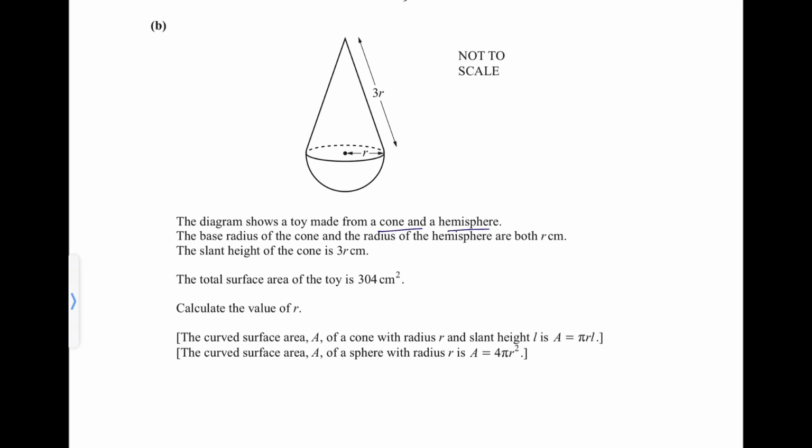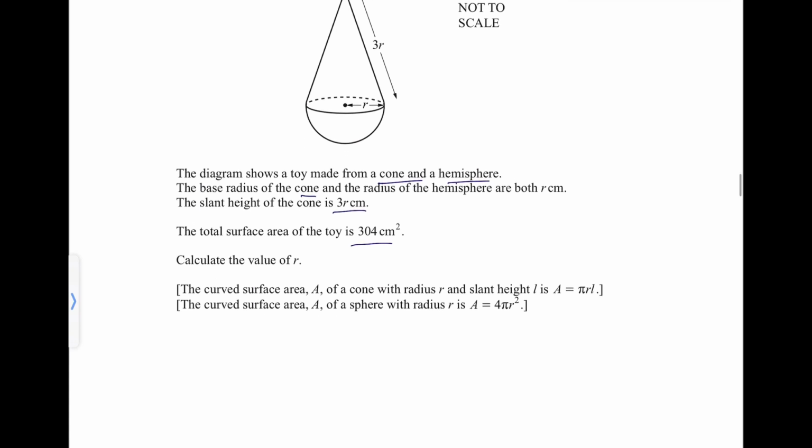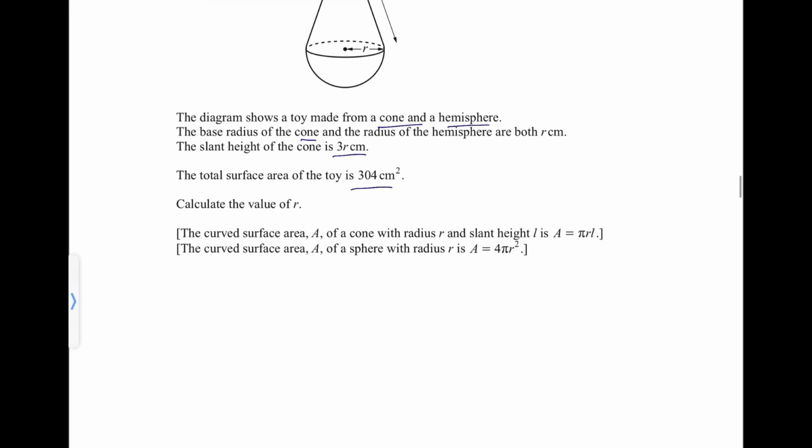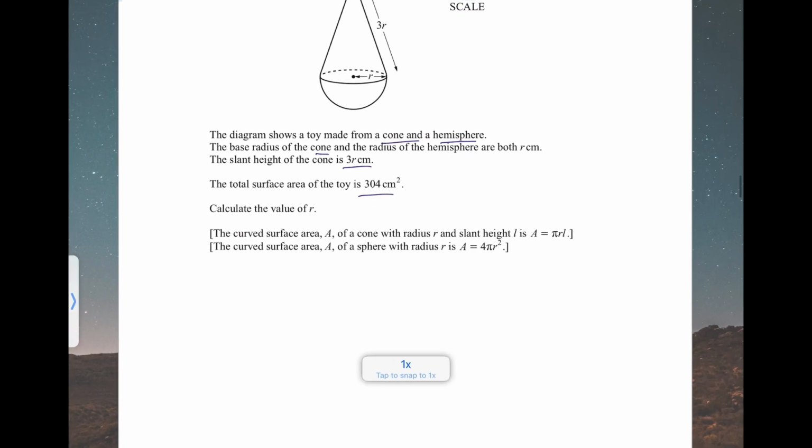Then up next, we have a diagram that shows a toy which is made from a cone and a hemisphere. The base radius of the cone and the hemisphere are both r. The slant height is 3r. The total surface area is given. Calculate the value of r. Now this is a relatively easy question, although it's 4 marks. So the radius r and the slant height are both given.